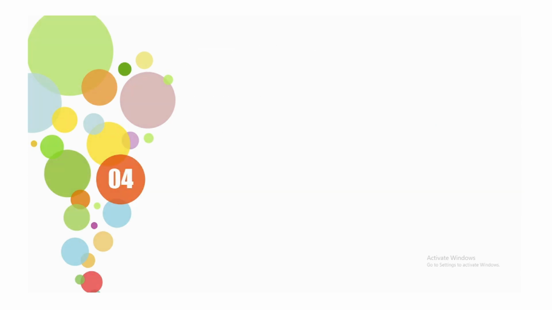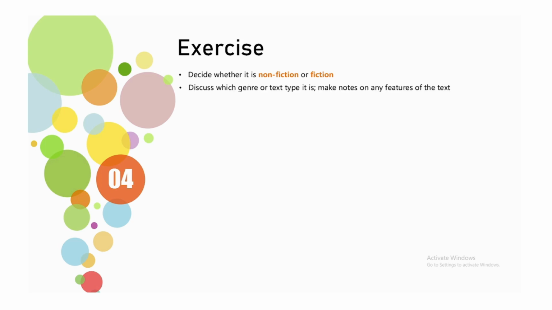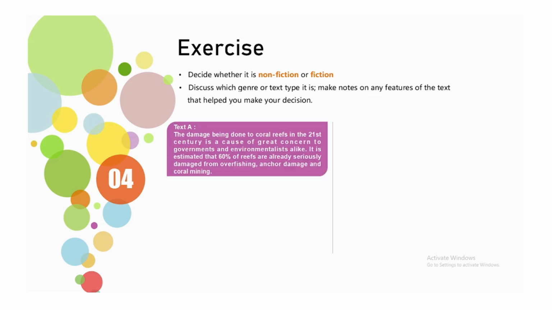Now let's do the exercise. Decide whether it is non-fiction or fiction. Discuss which genre or text type it is and make notes on any features of the text that help you make your decision. Text A. Let's do this.